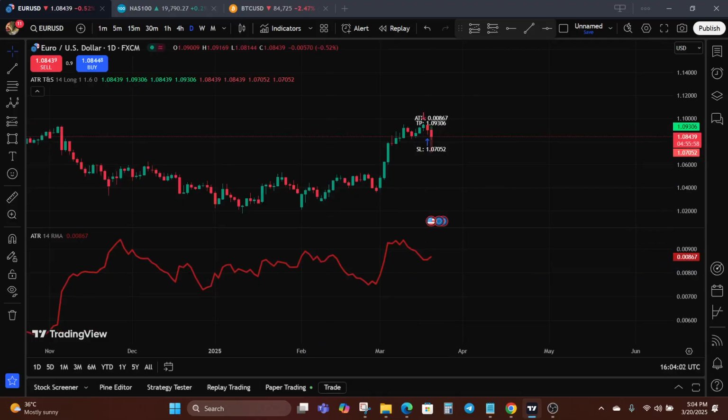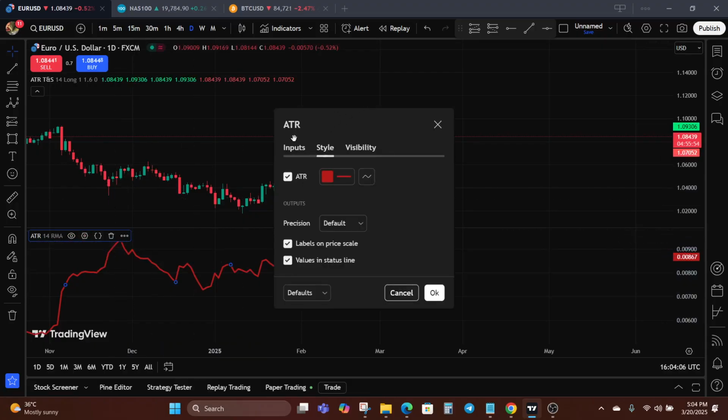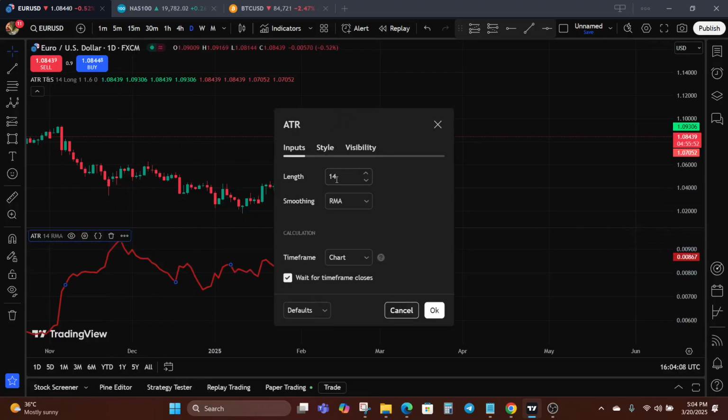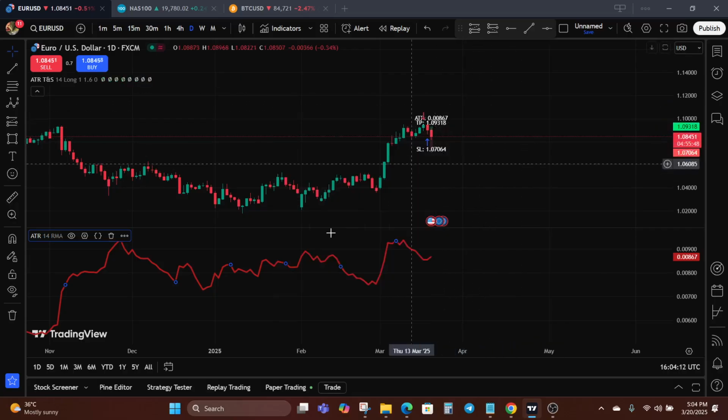Okay. Then for the ATR volatility based indicator in the indicator window, you can actually leave the default setting set to 14. Basically the two indicators, just leave them default.